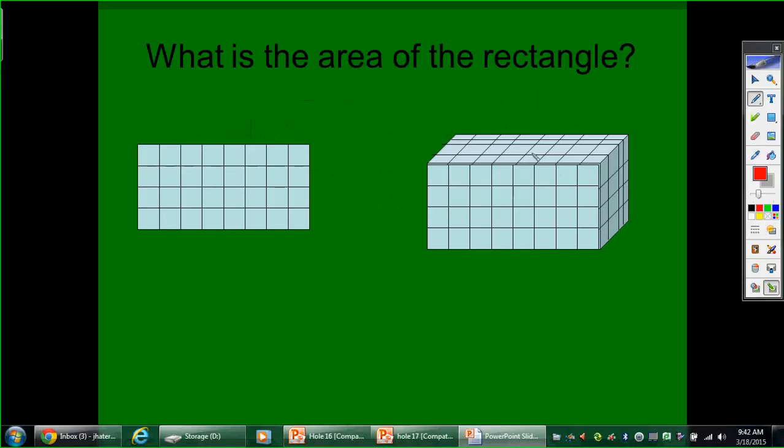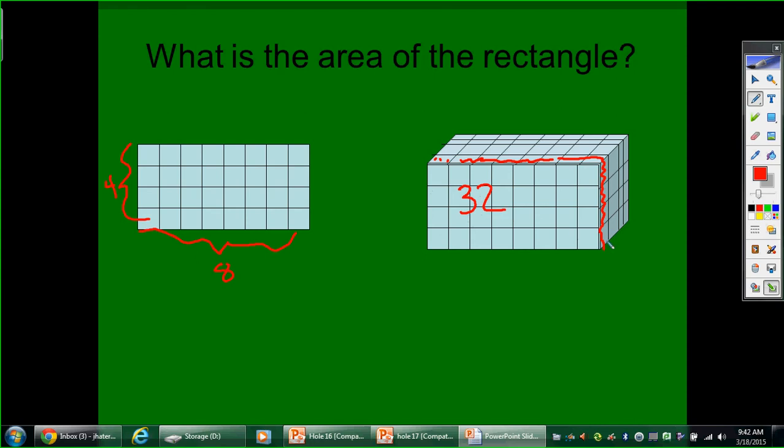When we're looking for volume, we're trying to determine how many cubes fill up this rectangular prism. If I look at just this face very closely, this is what you would see. This face has a height of 4, and it is 8 across. So this first layer would have 32 little cubes in it.